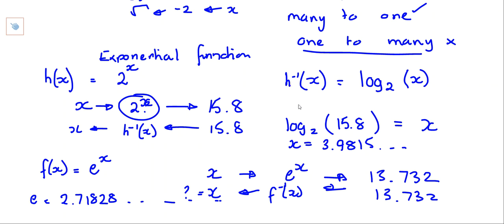Now what does that mean then? Well, that means that 2 to the power of 3.98185 and so on should equal 15.8. Would you like to check that for me? We're obviously going to estimate. Does it work? Yeah. You just click the answer button. Okay, so it's the inverse.